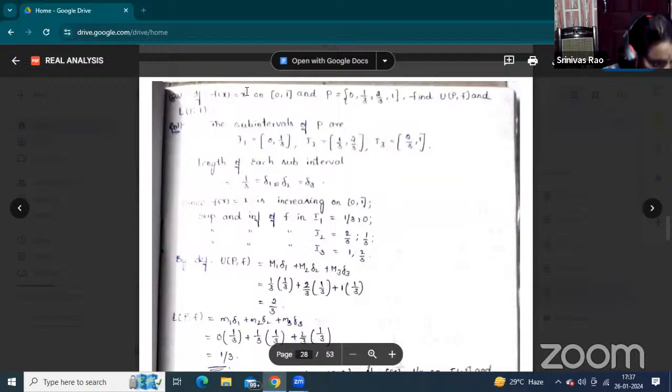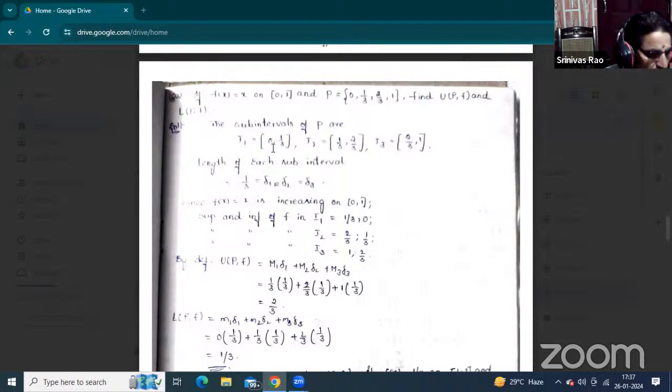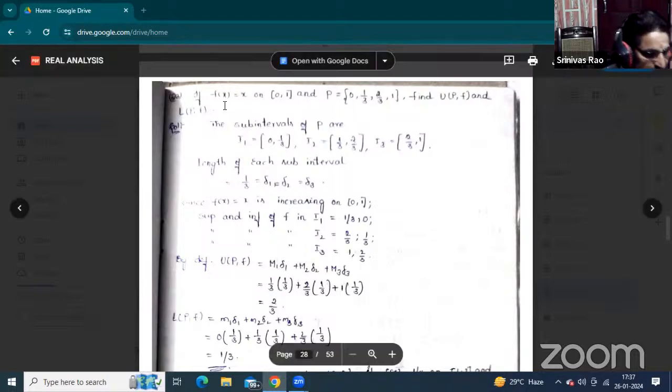Suppose the given function is x square. Then f of 0 equal to 0 square, and f of 1/3 equal to 1/3 whole square. But here only x is given, a first degree polynomial. So small m1 depends upon the lower value, and the supremum depends upon the upper value of the first subinterval. Those values are substituted in the function. So f of 0 equal to 0, that is small m1, and f of 1/3 equal to 1/3, that is capital M1.